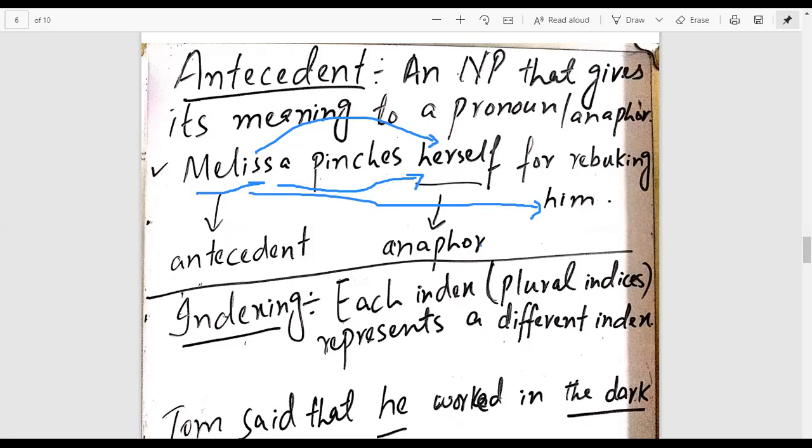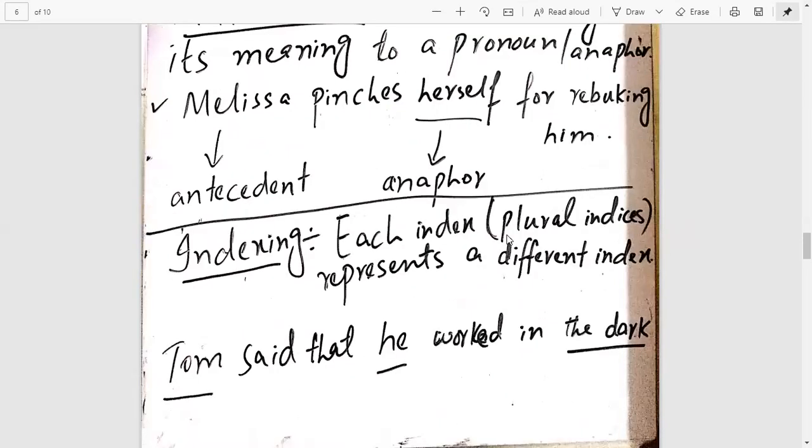And indexing is another term in this theory. Let's look at indexing. Each index, plural indices, represents a different index. So each index in a sentence, a phrase, or a clause represents a different index, right? So they are kind of NP, and all the NPs in the sentence belong to a different index.